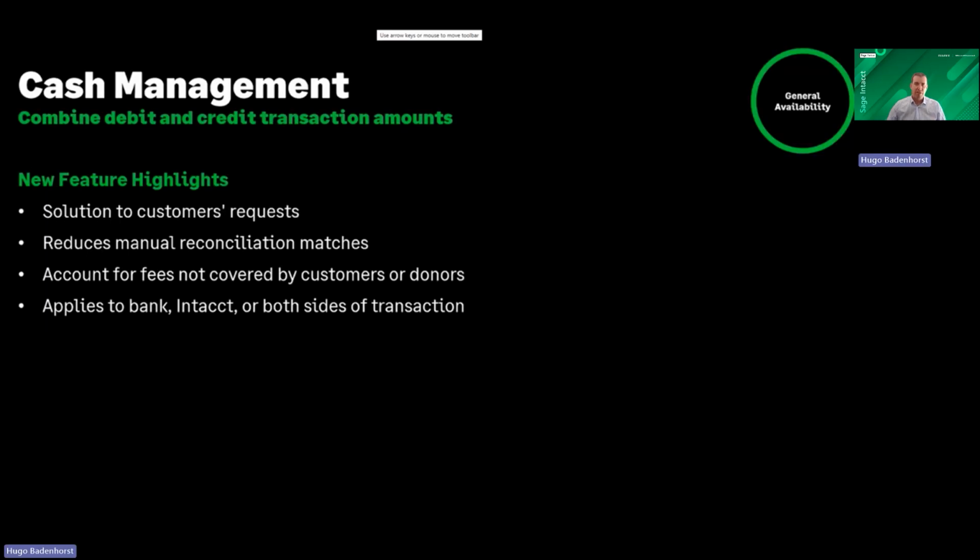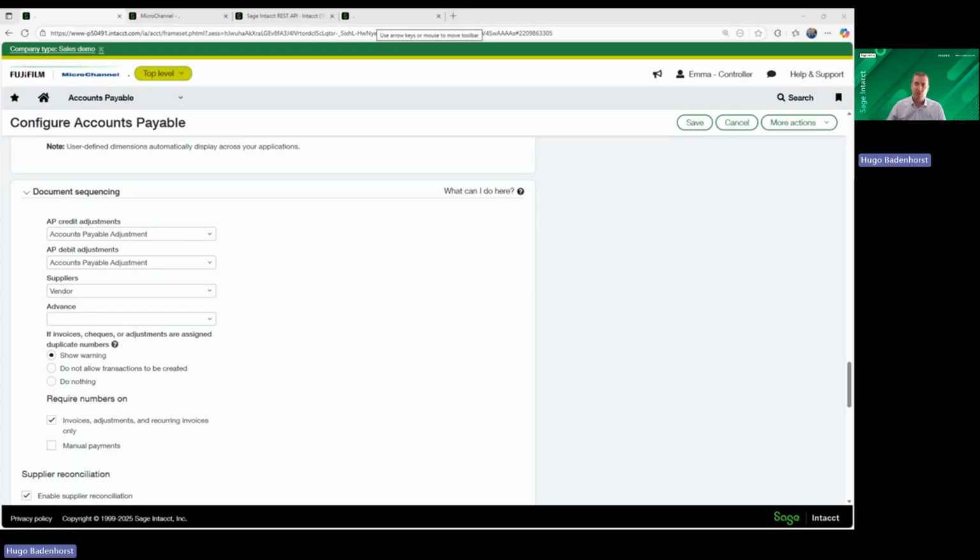Now, on the cash management side, one of the enhancements they brought there is really around reconciliation, making that matching process a lot easier. It's all around minimizing the manual reconciliations that we need to do, and then we can account for fees that are not covered as part of our normal process.